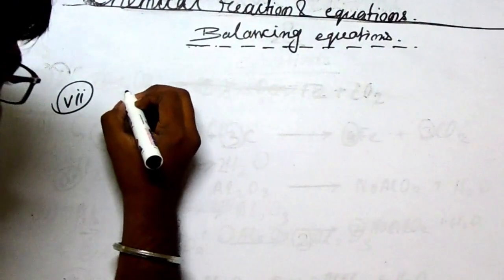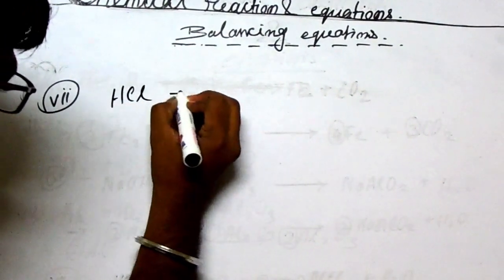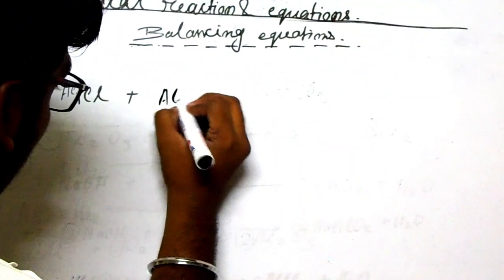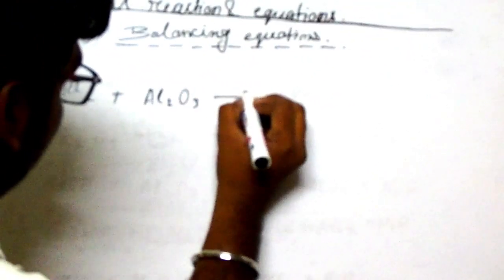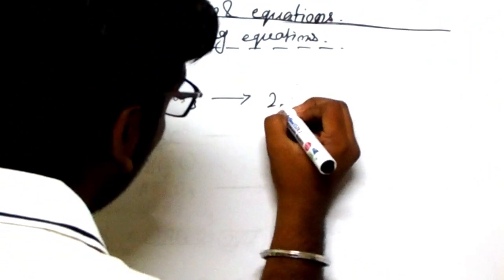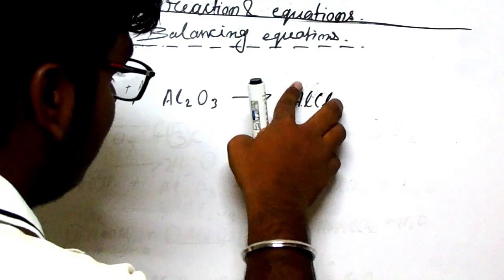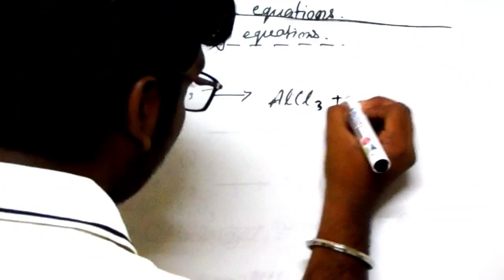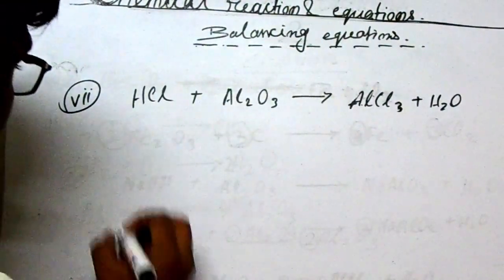So our next equation is going to be HCl, that is hydrochloric acid, plus Al2O3, aluminium oxide, becoming AlCl3, that is aluminium chloride, plus H2O, that is water.